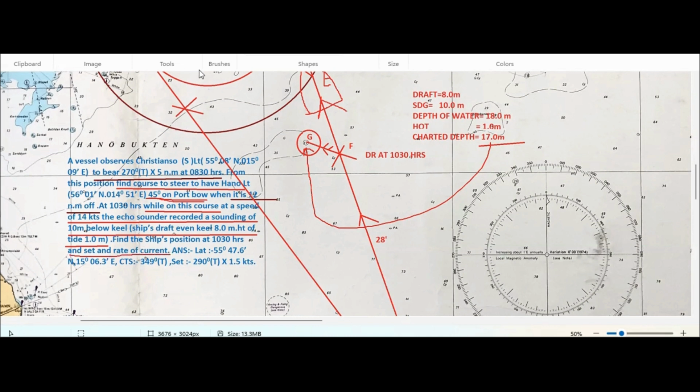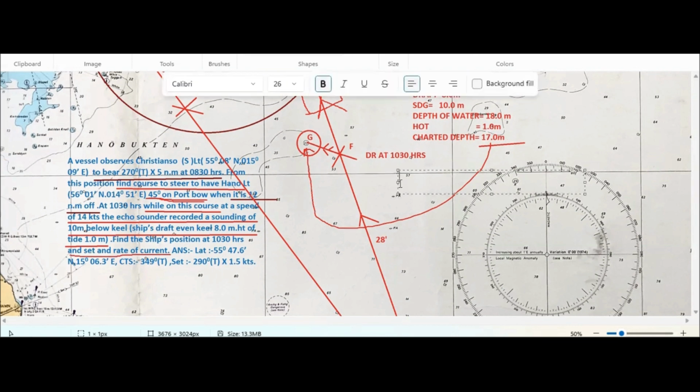What is the set? Set is F to G. So my answer: set means direction, and the direction is F to G. Rate of current is equal to drift divided by time. So what is the drift? F to G, divided by 2 hours.